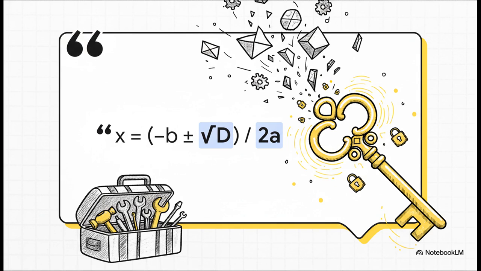And once that crystal ball gives you its prediction, it's time to bring out the master key, the one, the only, the quadratic formula. This thing unlocks any quadratic equation. I don't care how complicated it looks. You just plug in the values for a, b, and that discriminant d you just found, and boom, it hands you the solution. It is the most powerful, most reliable tool in your whole algebra collection.